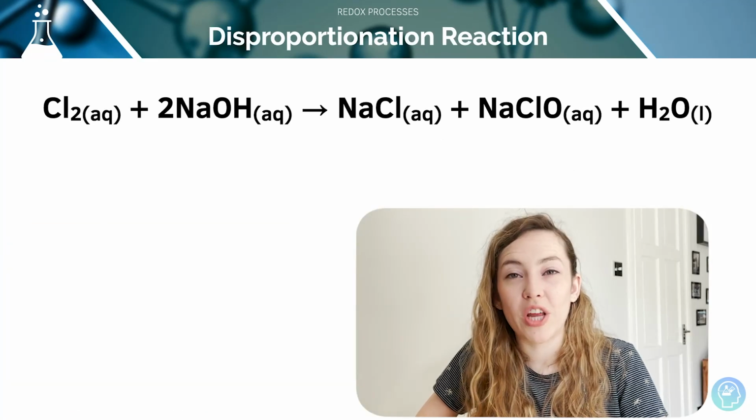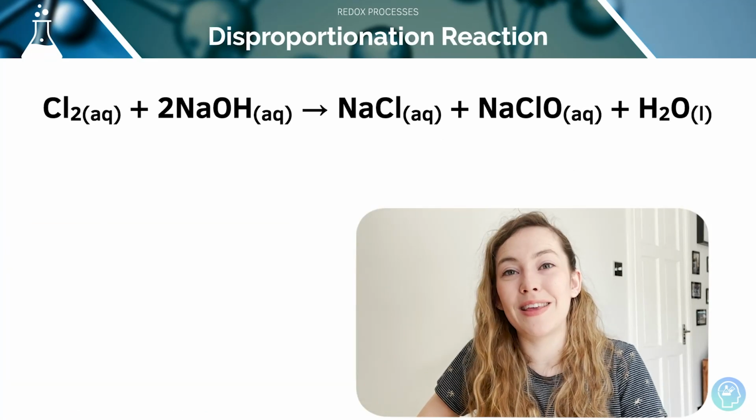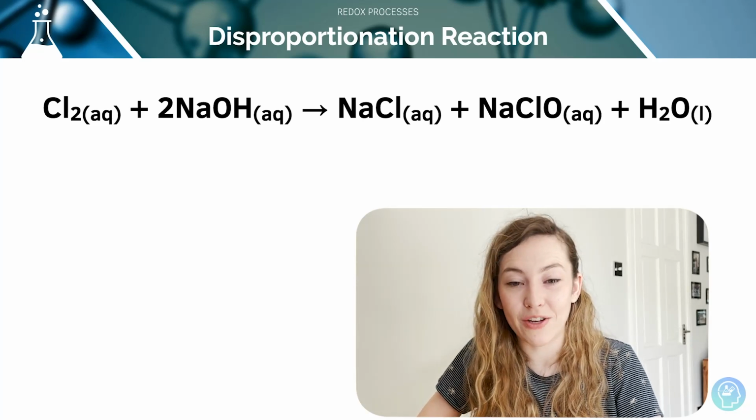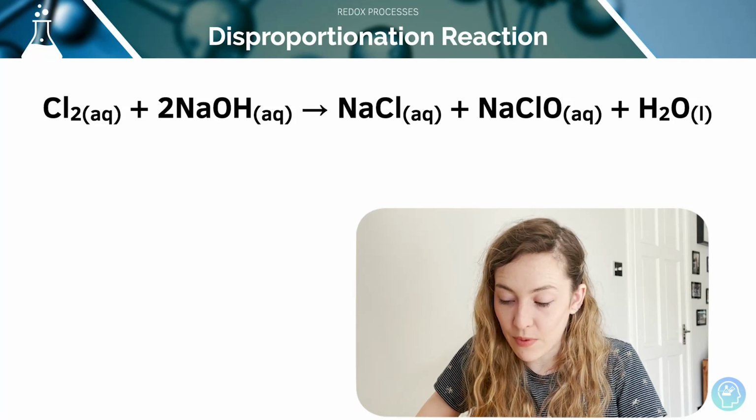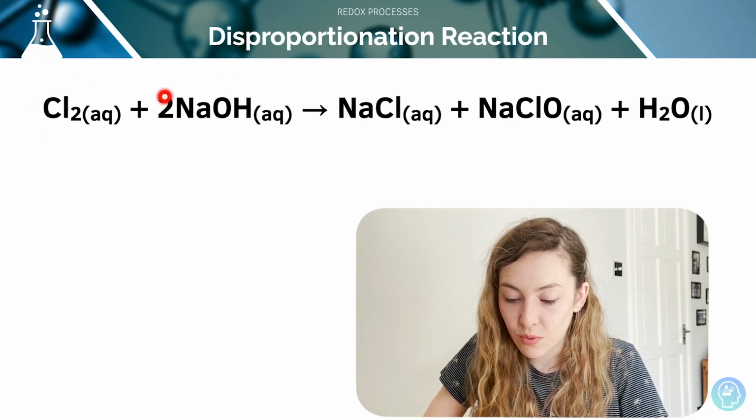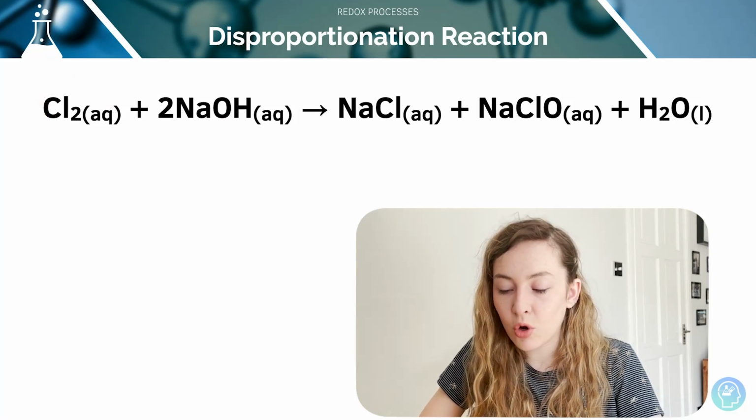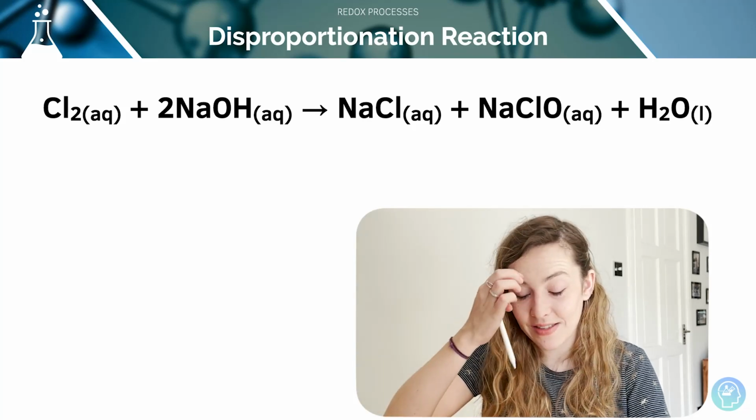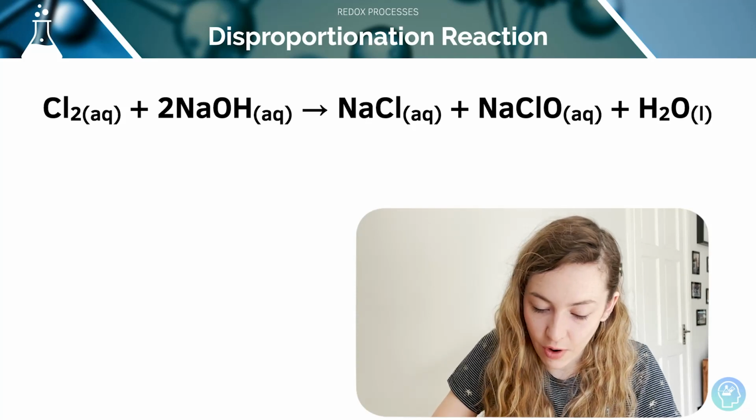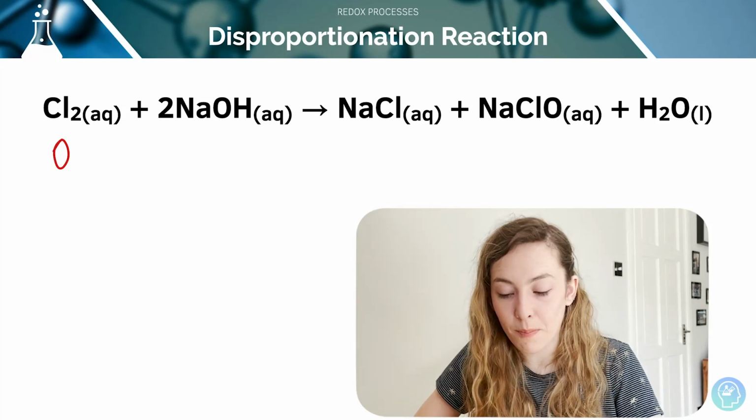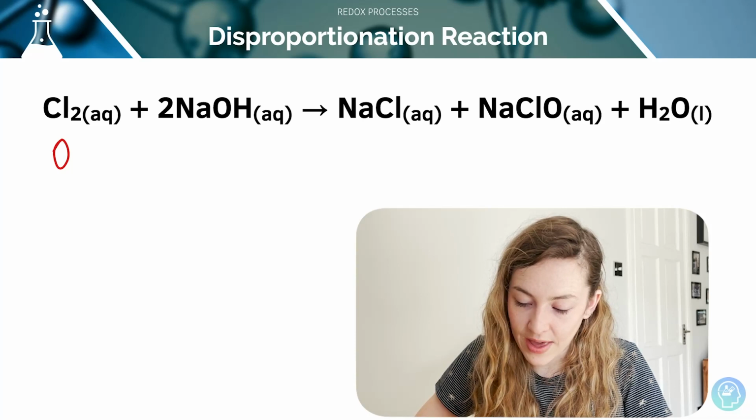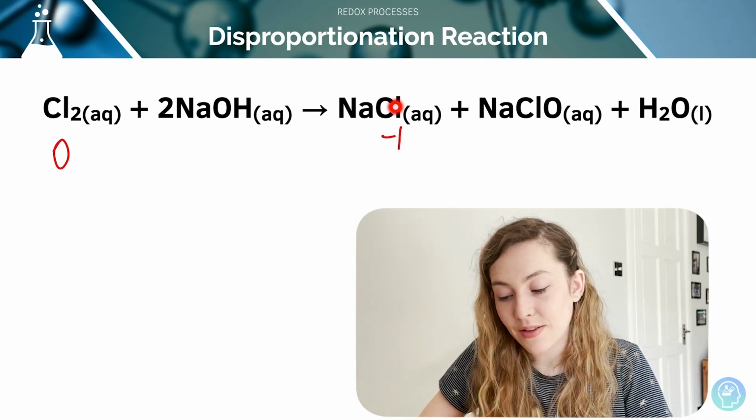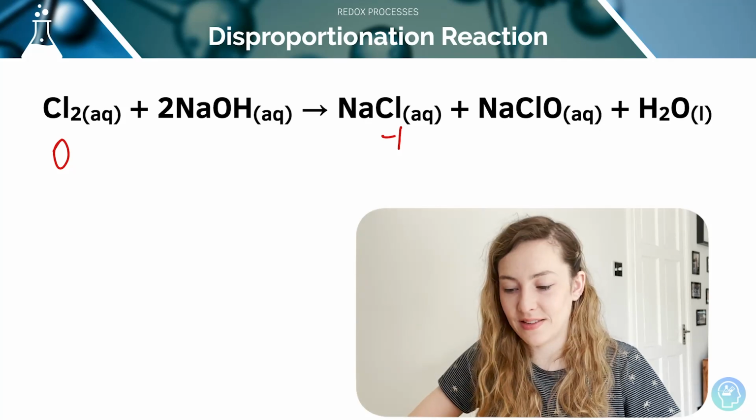Then we've got disproportionation reactions. This is where a single species in a chemical reaction is simultaneously oxidized and reduced. For example here, we've got dilute chlorine reacting with a dilute alkali, and some chlorine atoms are reduced and some are oxidized. Let's actually put numbers to this. We start off with 0 for the chlorine because it's an element by itself. And then over here, we're going to end up with -1 because sodium is +1. Chlorine therefore has to be -1 to get us back to 0.